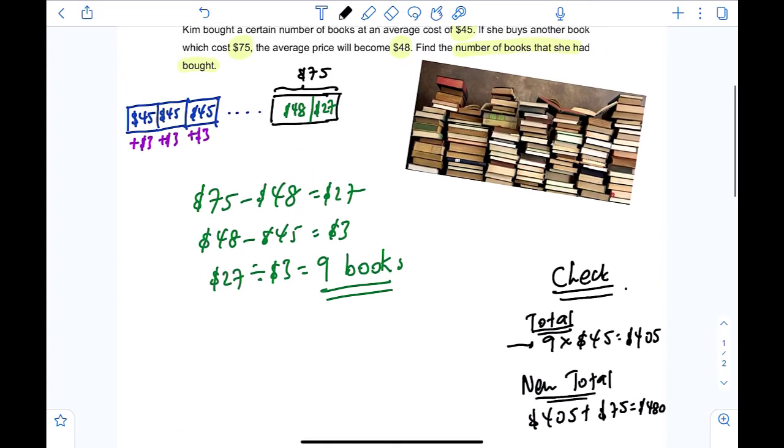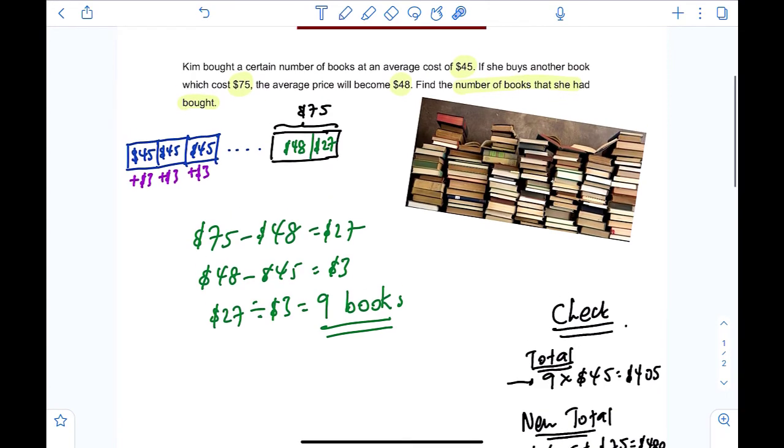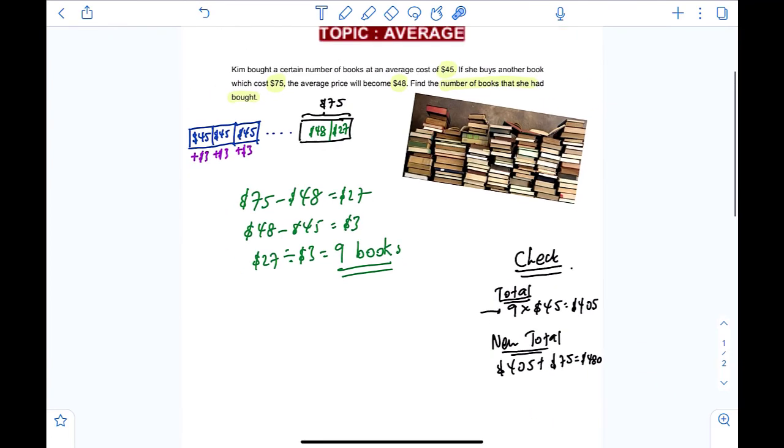Now let's calculate based on the new average price. Is it really $480 for the total cost of the not 9 but 10 books? Why 10? Because if I were to buy one more, the total will be 10. So 10 times 48, indeed it's $480. So this tells us that initially she originally bought 9 books, which is our answer for this particular question.